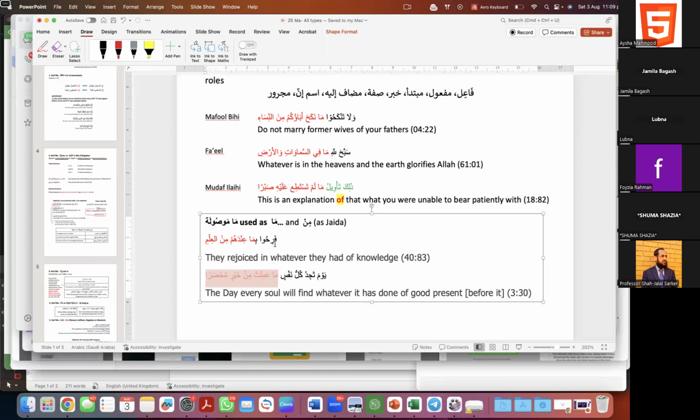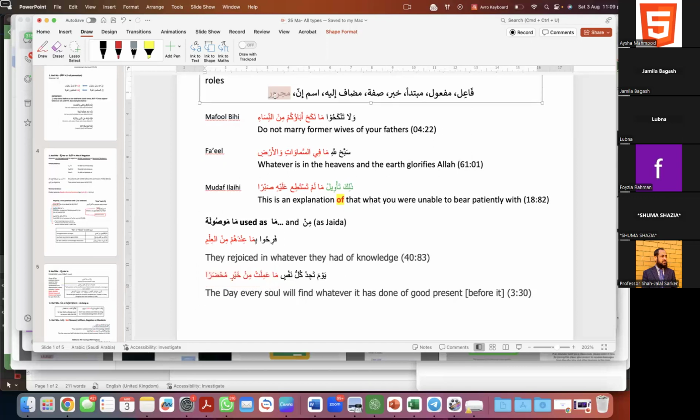Okay. And farihu, rejoice, bima indahum min al-ilm. What is happening? Ma indahum min al-ilm. What role is it playing here? Quick. Farihu. What is this I highlighted? Look at this. B, the harf jar, has made it jar majroor.